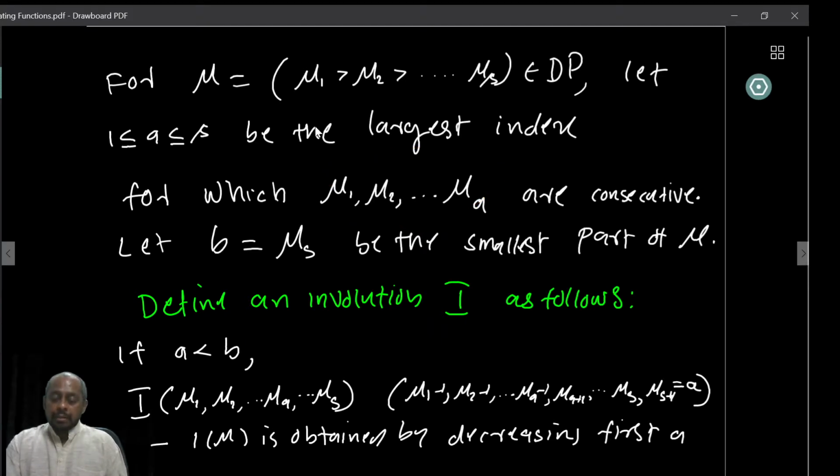And of course, it could be just one, because mu2 could be much smaller than mu1, and I will not get anything else. So a can be 1. So a is basically between 1 and s. That is the only possible choices for a.